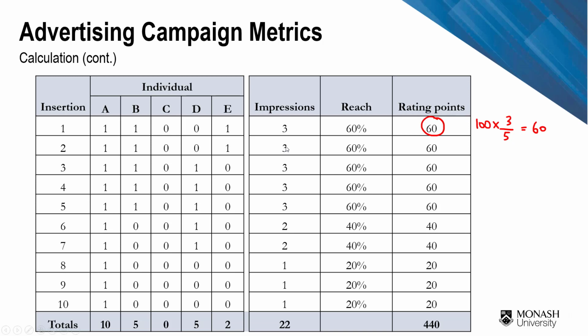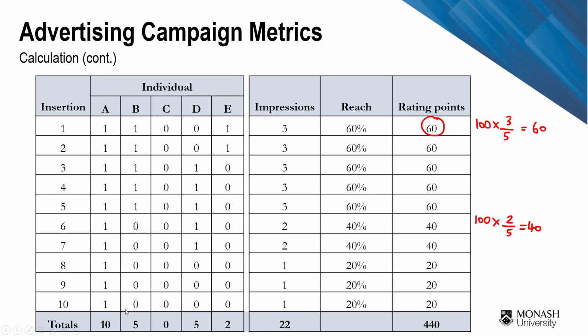The same thing here as well, 3 impressions. You do the same calculation, you'll get 60. There are 3 impressions in here, so 60. So that's insertions 4 and 5, you'll get 60. Now in insertion number 6 here, you'll have 2 impressions. So if you look at 2 impressions, you have 100 times 2 divided by 5. That gives me 40. So 2 impressions will give me 40. And if it is 1 impression, then it will give me 20 because of the same calculation.